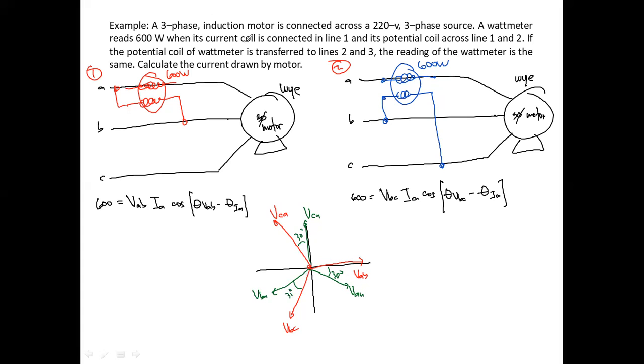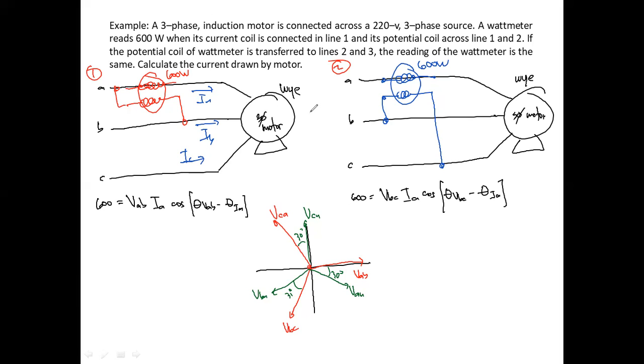Assuming the current drawn by the motor, IA, IB, and IC, since we assume the motor to be Y connected, the line currents are also the same as the per phase current.